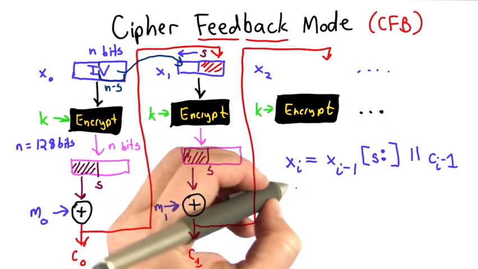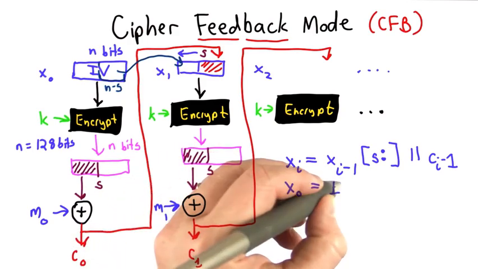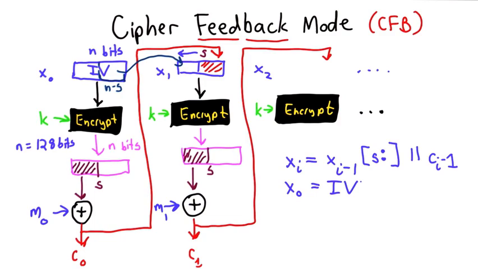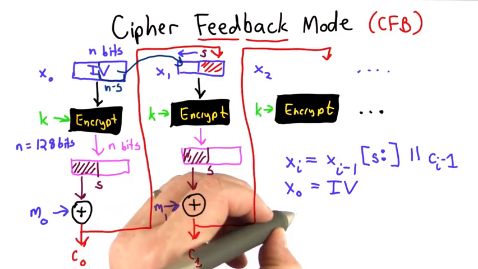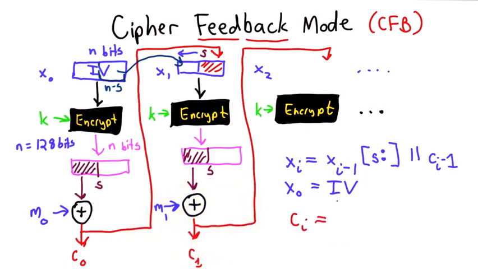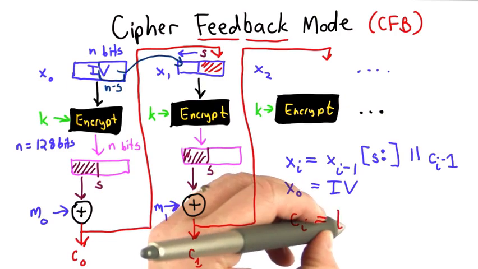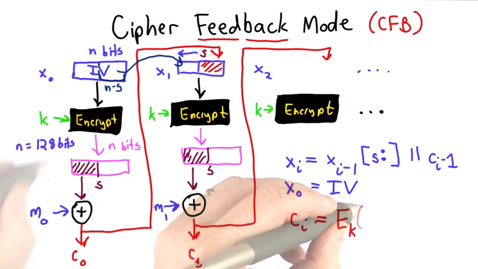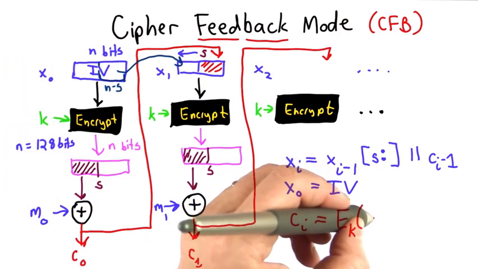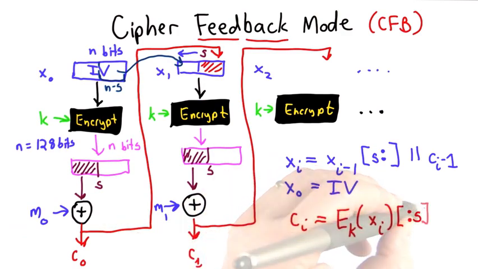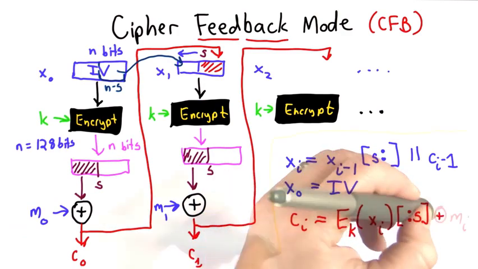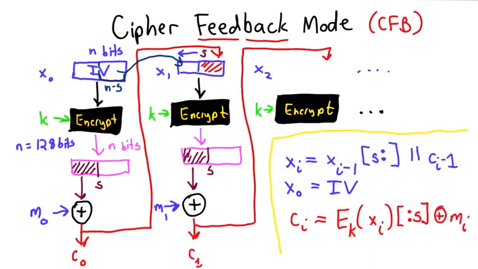We need to define the initial value, and that was given by the IV, the initialization vector. So that's how we update the x values. Now, how we compute the ciphertext values: we take the outputs here. That's the result of encrypting using key K the x value for that position. And we're going to take just positions up to s, and then we're going to XOR that with the message. So this is how we compute the ciphertext blocks in the cipher feedback mode.